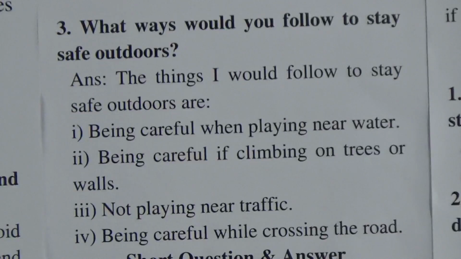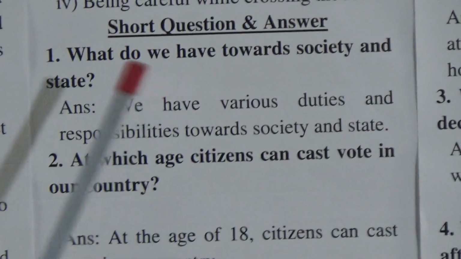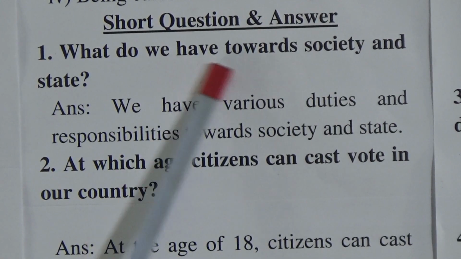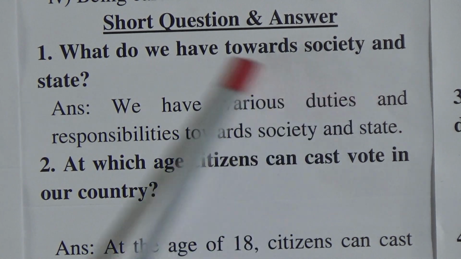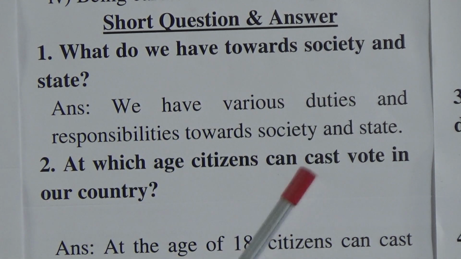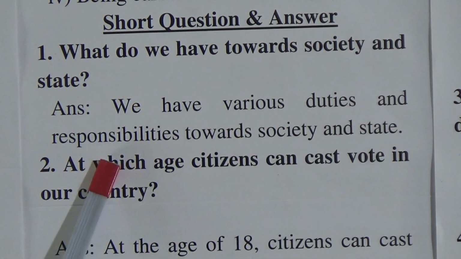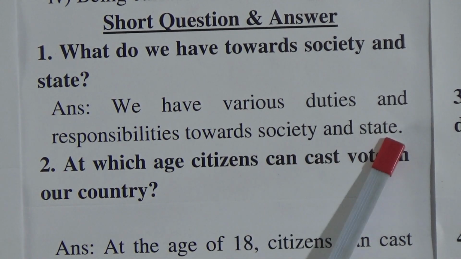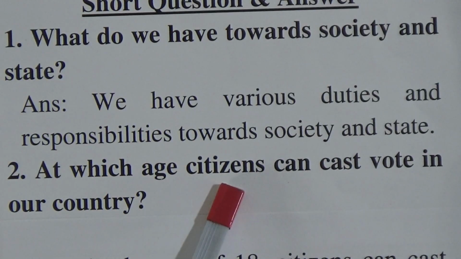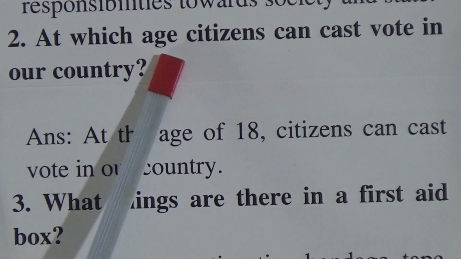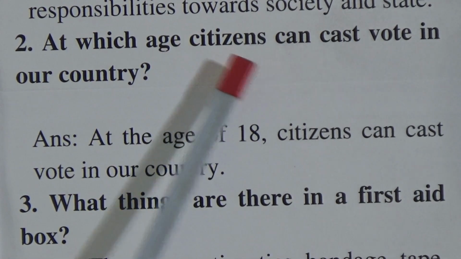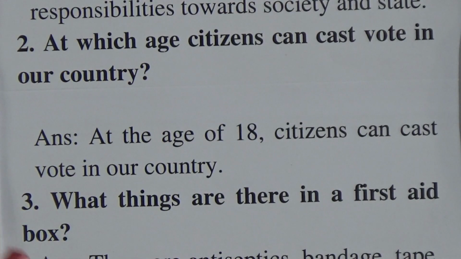Now short question and answer from chapter 9. Number 1, what do you have towards society and state? Yes, we have duties and responsibilities which we should perform. So the answer is, we have various duties and responsibilities towards society and state. Number 2, at which age can citizens cast vote in our country? Yes, when a person is adult, that means when a person reaches 18, he or she can cast vote. So the answer is, at the age of 18, citizens can cast vote in our country.